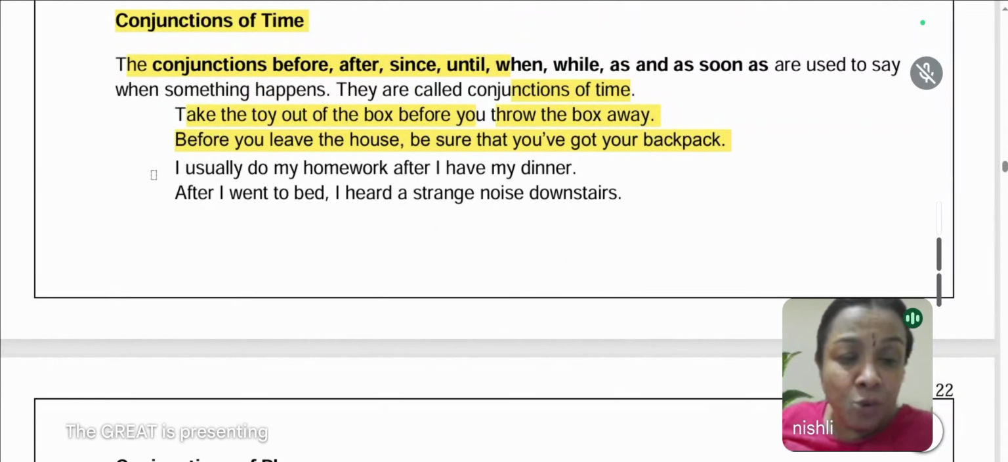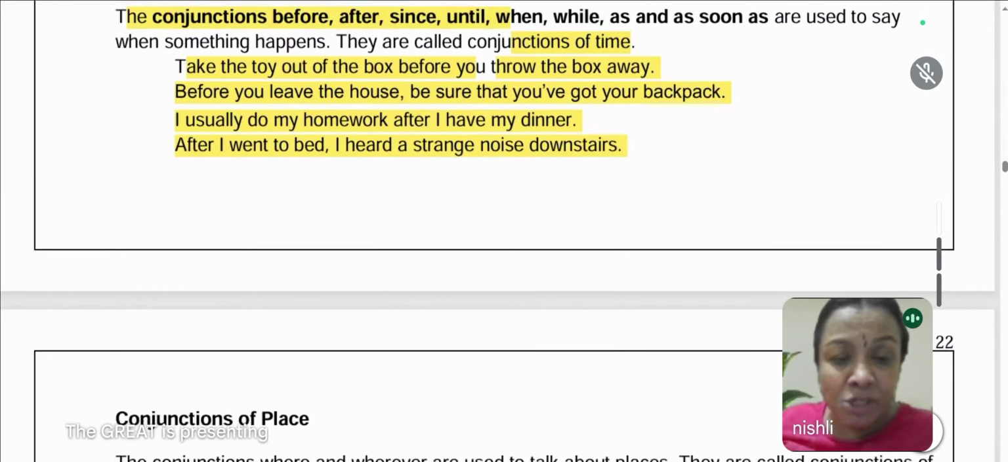I usually do my homework after I have my dinner. So after I have my dinner only, I do my homework. Next one, after I went to bed, I heard a strange noise downstairs. After, so again after is used here. I heard a strange noise downstairs.